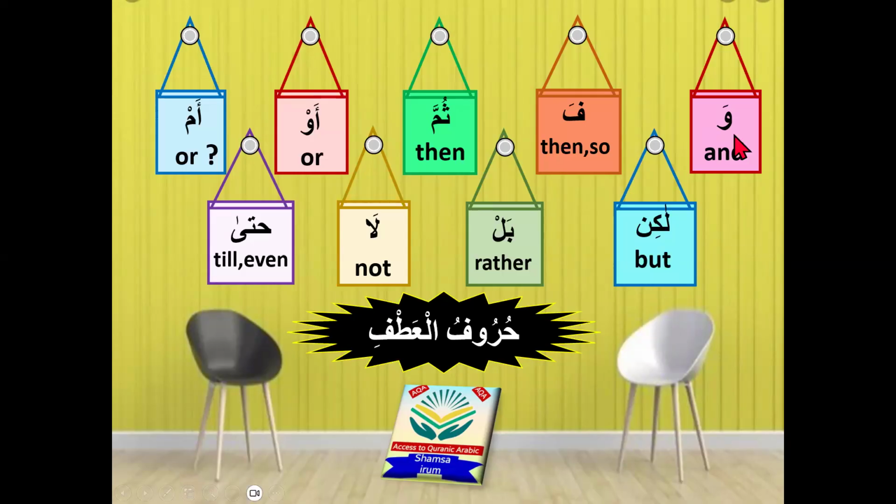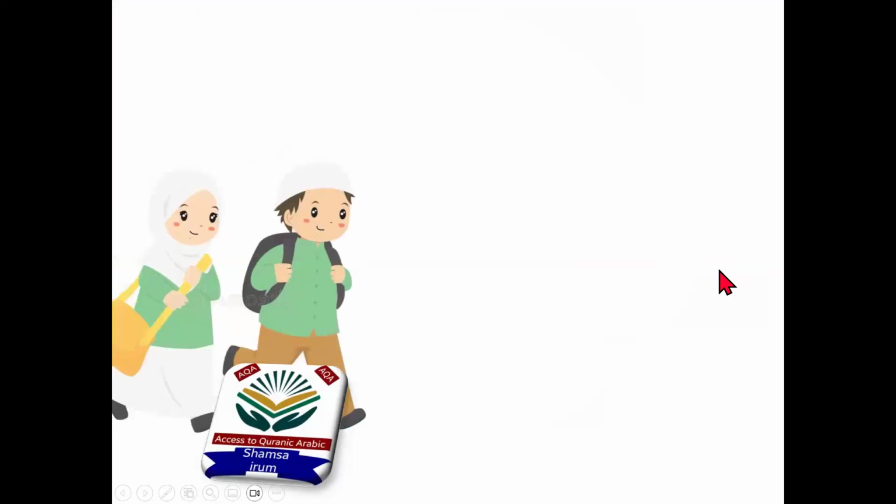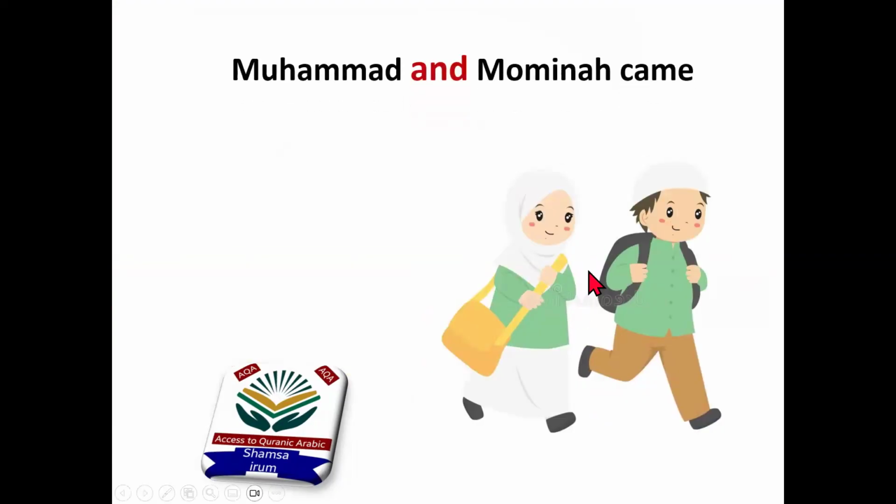So let's start with the meanings of wa, fa, summa, and aw, and I will explain these one by one with pictures, the difference and the meanings. So, okay, let's move now. Look at the screen. As you can see, there are a very cute brother and sister coming, and I gave them the names Muhammad and Momina. These names are my son and daughter. Muhammad is my son, and my daughter's name is Momina. So that's why I chose these two names for these two beautiful children.